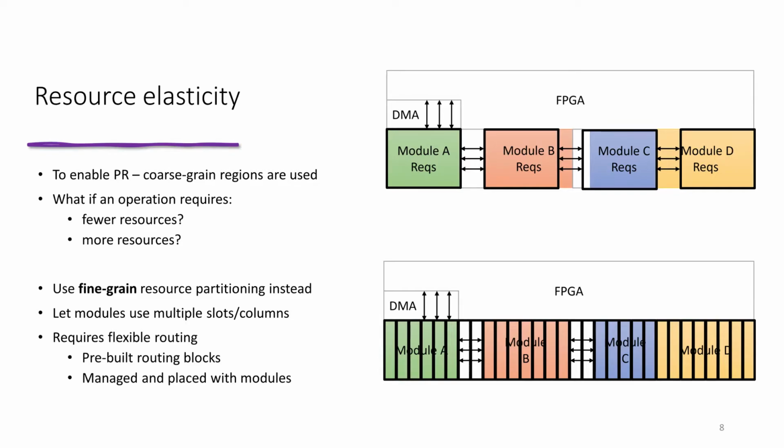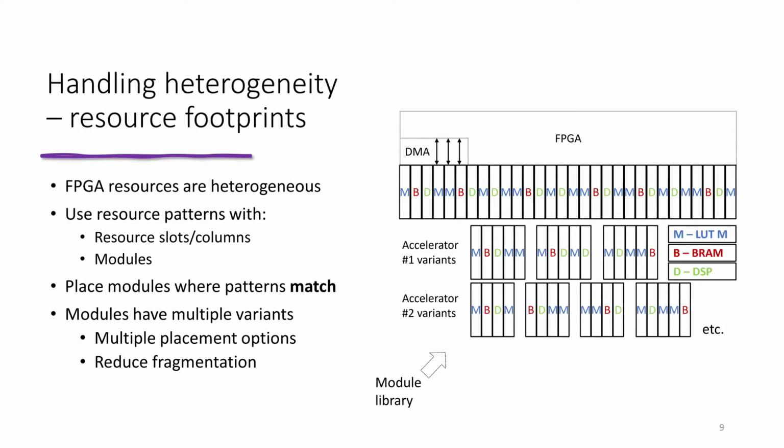Resource elasticity represents the ability to change the resource allocation of a process transparently to the end user to meet varying demands. With more fine-grained partitioning in our case, modules can use multiple slots or columns. However, this requires more flexible routing, which has to be built with pre-built routing modules or blocks. Not all resource patterns appear multiple times on the device, especially on modern FPGAs.